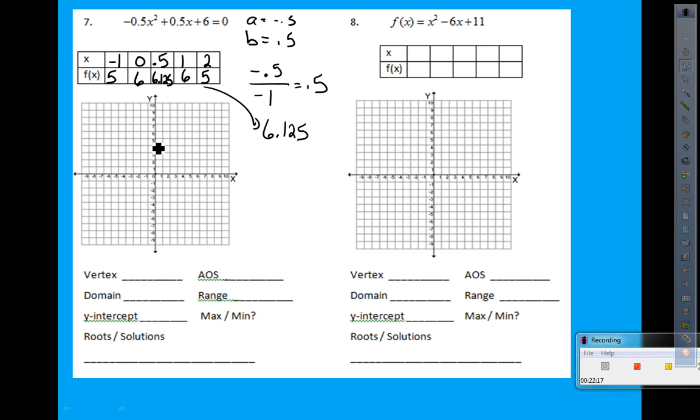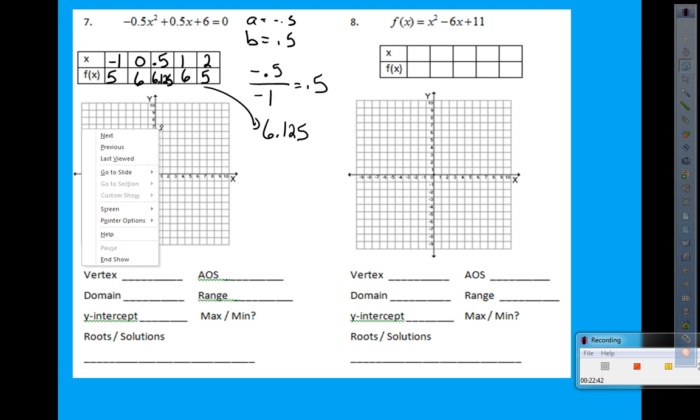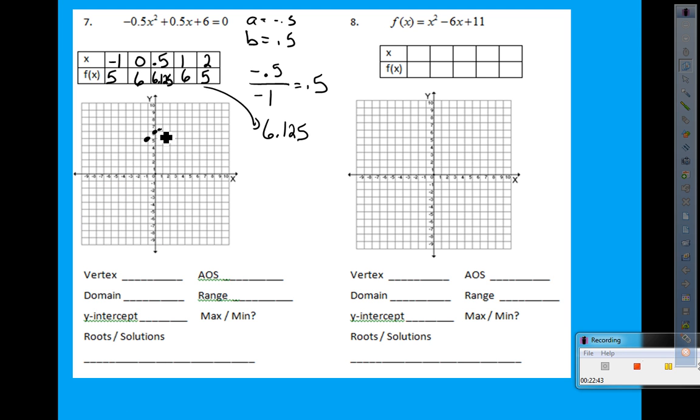When I go to graph this in, I've got -1.5. I've got 0.6. I've got 1/2, which of course is between 0 and 1, and just a little bit above 6. And then at 1, I got 6. And at 2, I got 5.